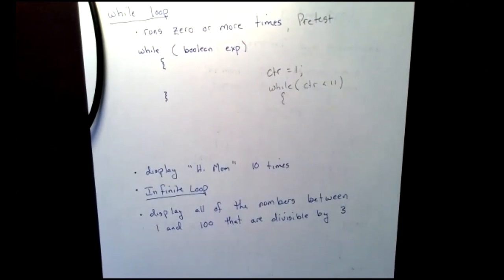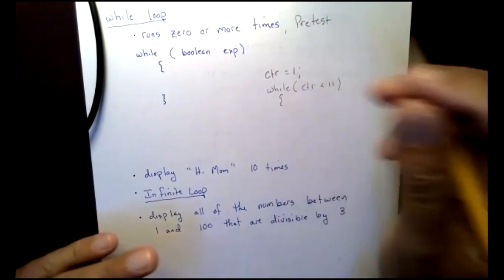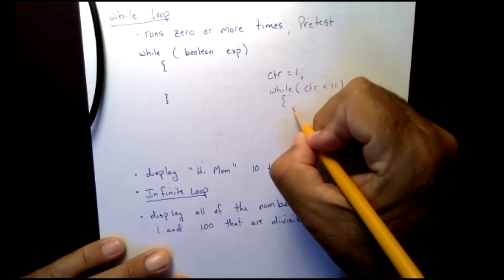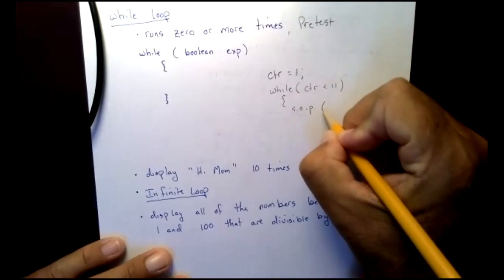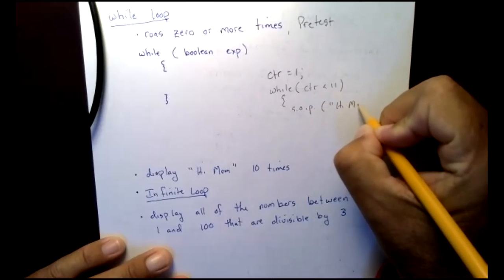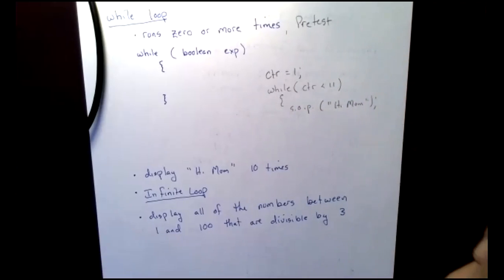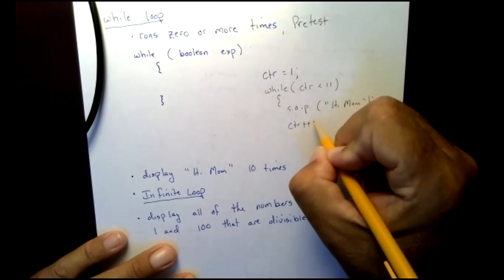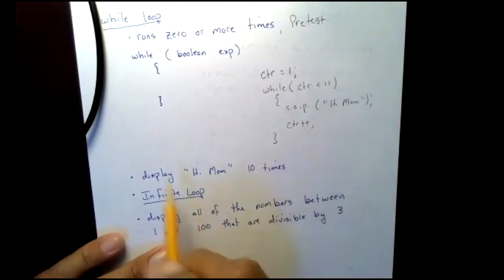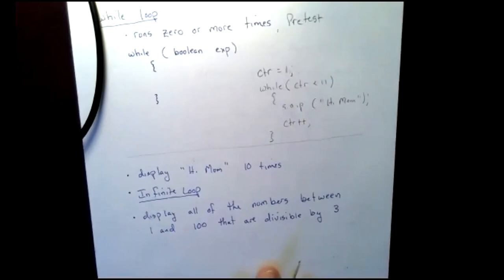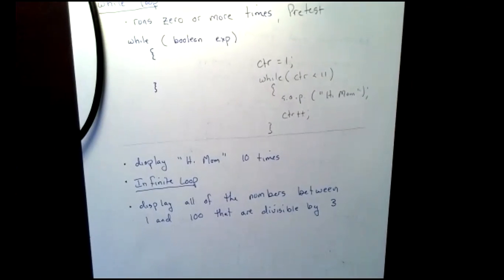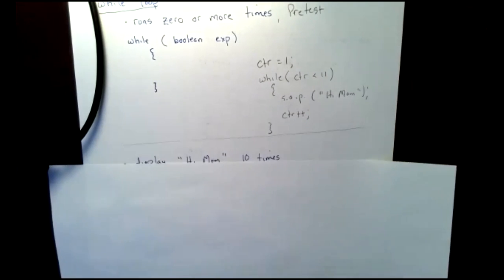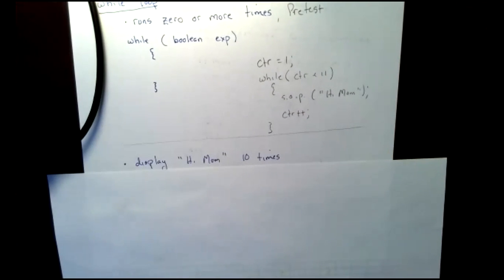I start with a left brace. I'm going to do more coding, so we can do system.out.println, the string literal, hi mom. The last part, counter plus plus, is going to increment my counter, and I'm done. Counter equals 1, while counter is less than 11, inside of the body of my loop, I do counter plus plus and system.out.println hi mom.